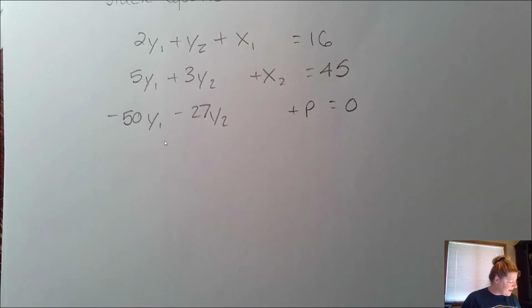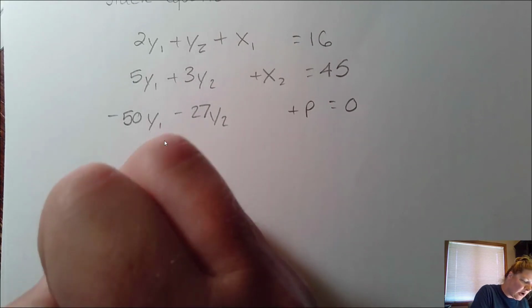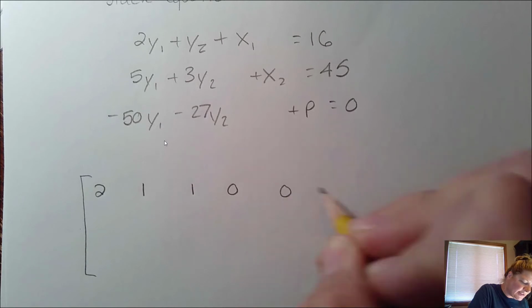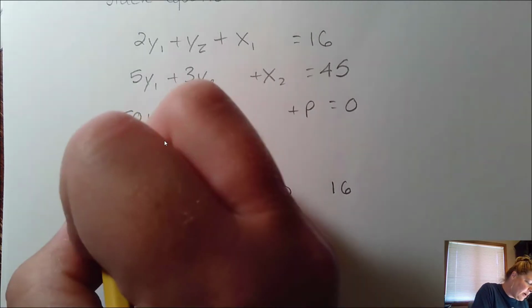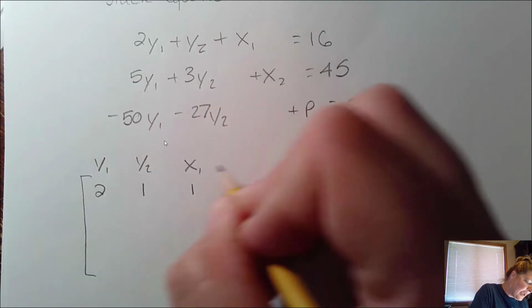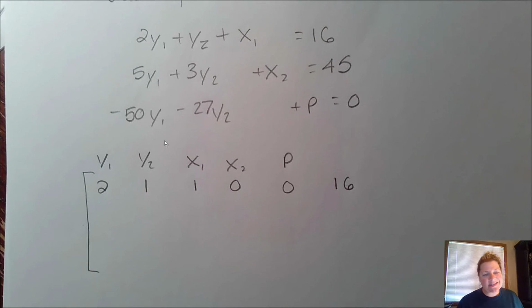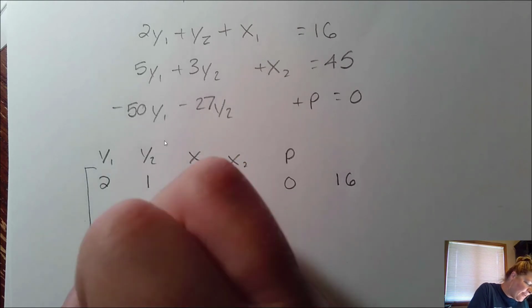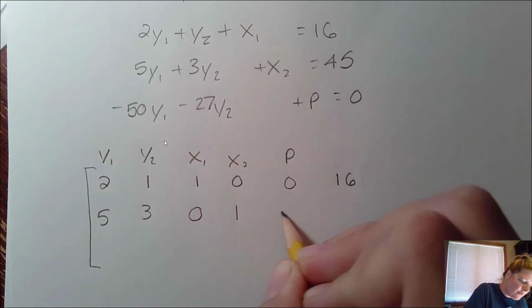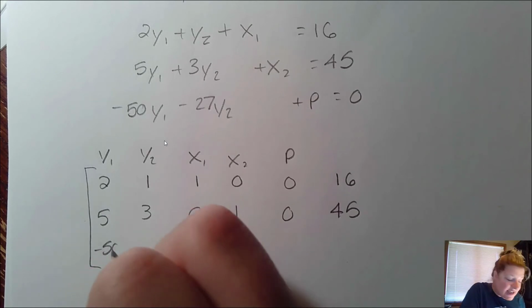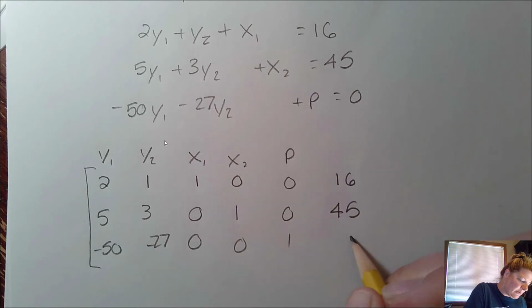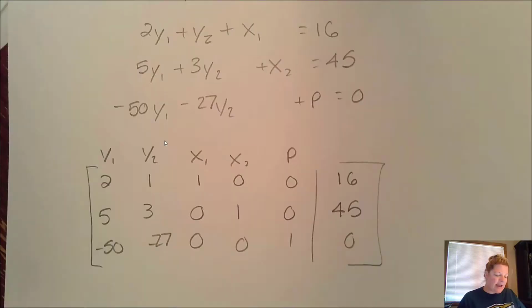So now let's go ahead and set up our initial tableau. It's going to go 2, 1, 1, 0, 0, 16. And what do these stand for? Y1, Y2, X1, X2, and P. That's why the answer is different, is our slack actually tells us our solution, which we don't look at normally. Okay, so then we have 5, 3, 0, 1, 0, 45, and we have negative 50, negative 27, 0, 0, 1, 0. Okay, here's our initial tableau.